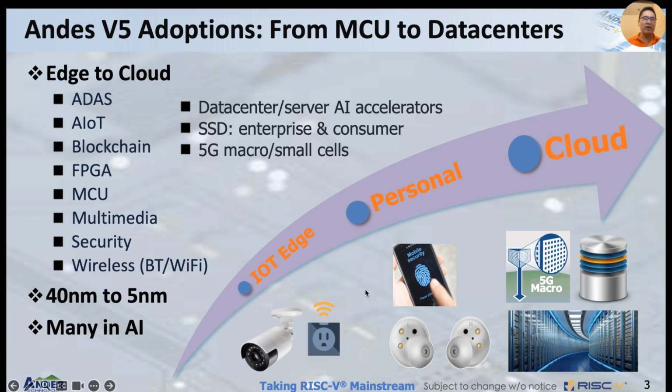Our customers have taken our NDIS cores and taped out at 40 nanometer process and all the way down to 5 nanometer process. And with AI being a very hot trend nowadays, many customers are evaluating or licensing our cores for AI applications.